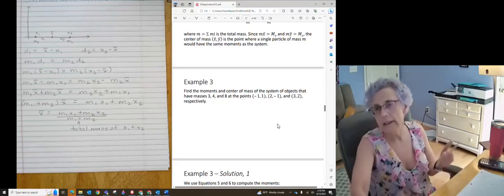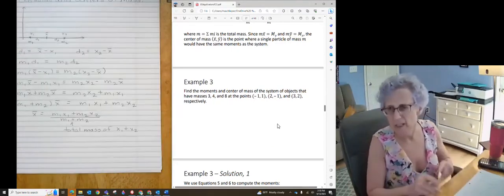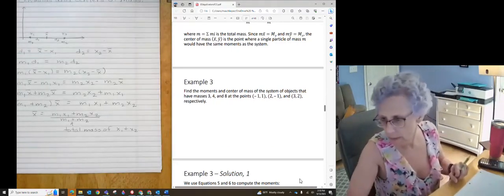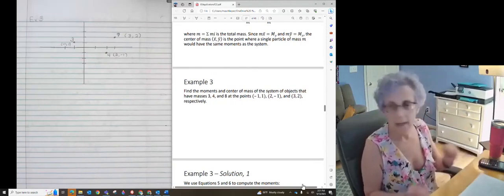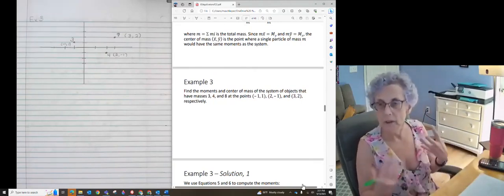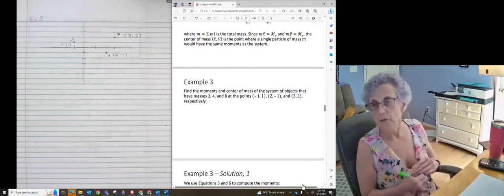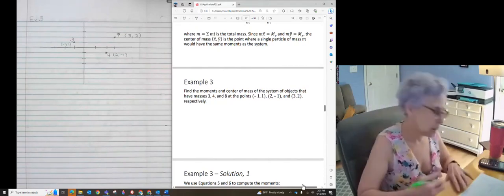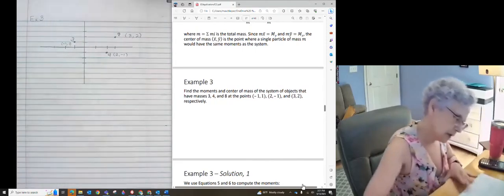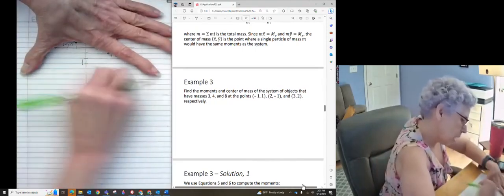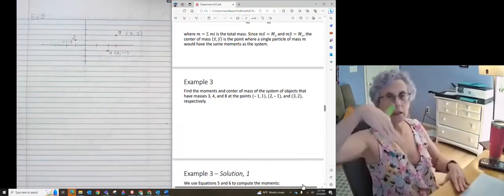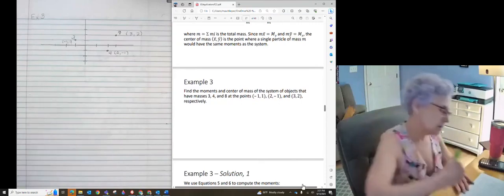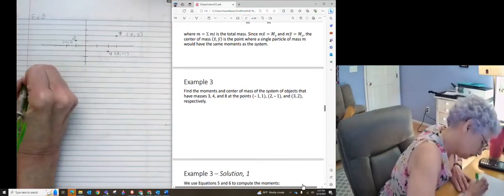So let's look at an example. I'm going to take a minute and plot these points. I plotted my points and I labeled them with their masses. So first I want to calculate the moments. So let's find m sub y. That would be my tendency to move about the y-axis.